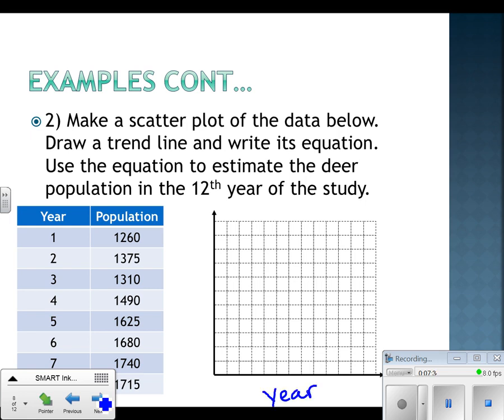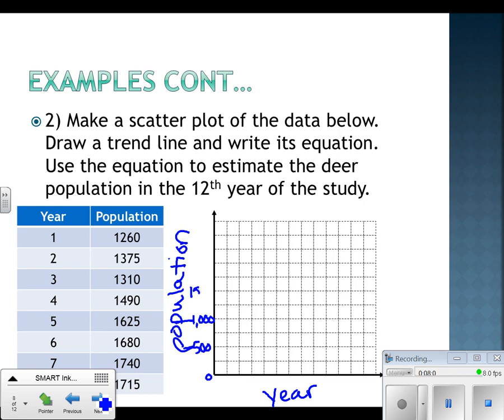On the vertical, we'll write population. So we're looking at the population of the deer here. For year, we can just go at an interval of 1, but for the population, it looks like we're going to want to go up by like 250. So I've got 0, 500, I'm going to skip here, 1,000, and then I'm going up by 500s at this point.